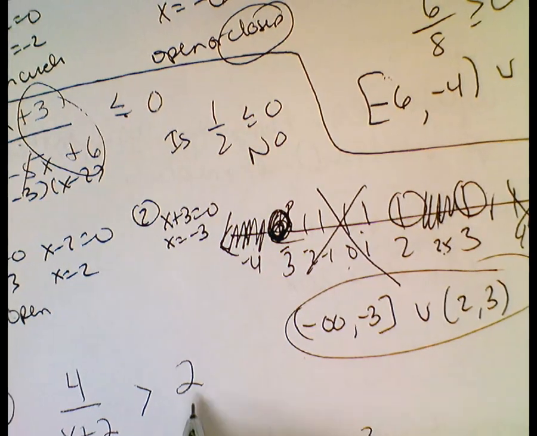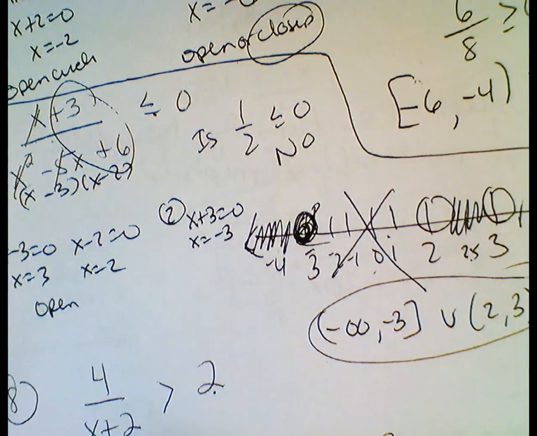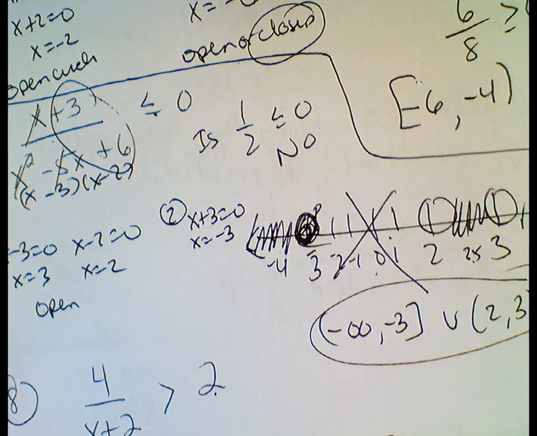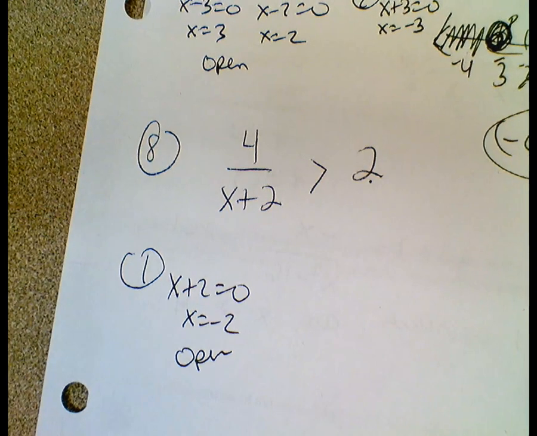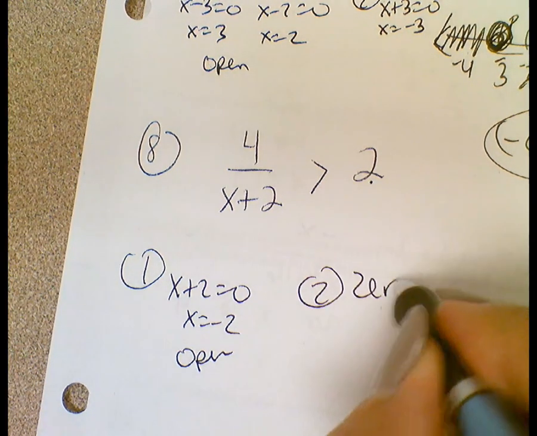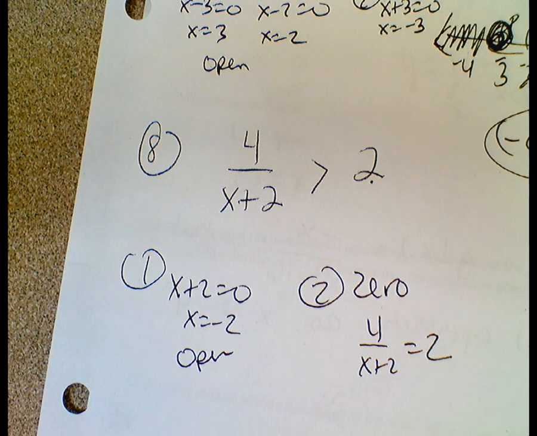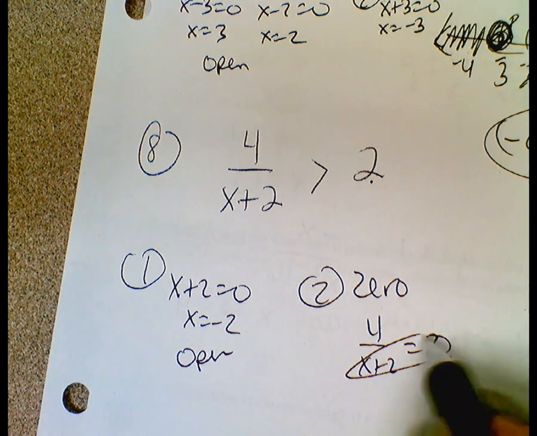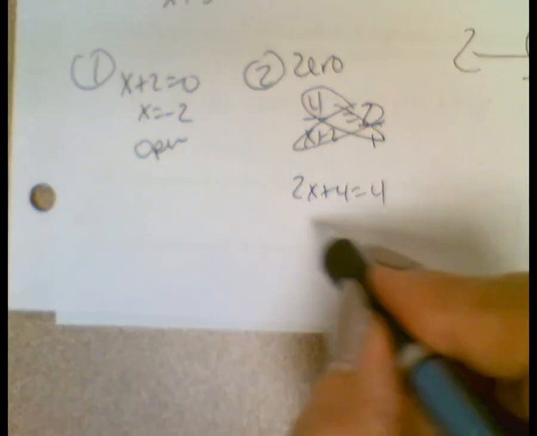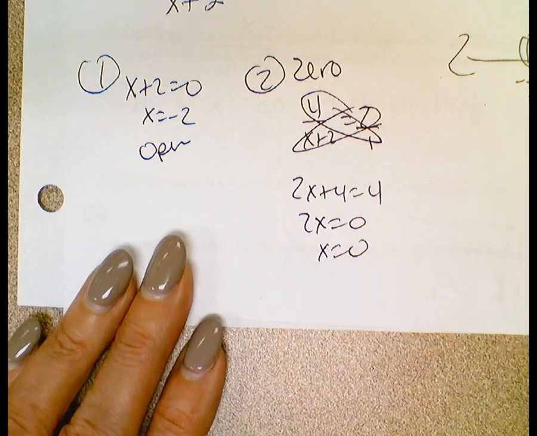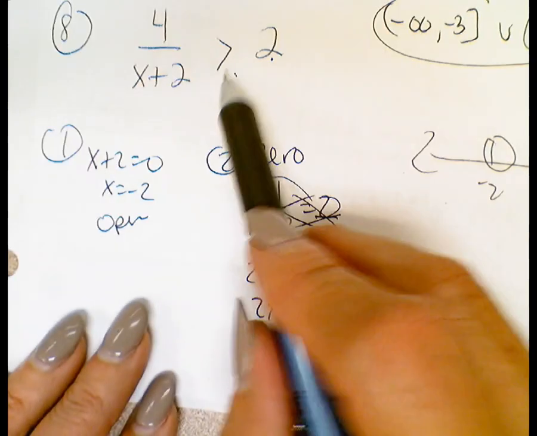Now the next one is greater than 2. The first two were to 0. This one's 2, so this one's slightly different. You can still do your restriction the same way. Your restriction is -2, and that's an open circle. The restriction doesn't change. It's an open circle at -2. The 0 does change. We're going to set this expression equal to 2, and we're solving for x. We're solving for the 0. So we're going to cross multiply. And x equals 0. This is an open circle because the original inequality is just greater than.